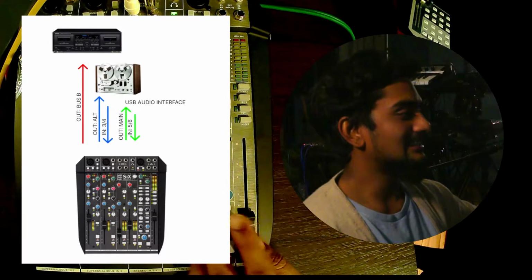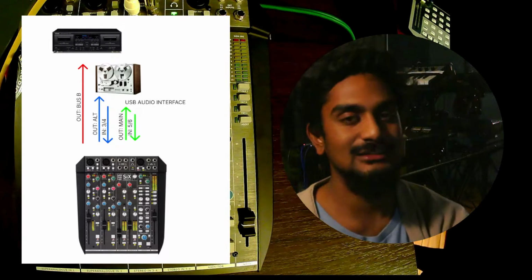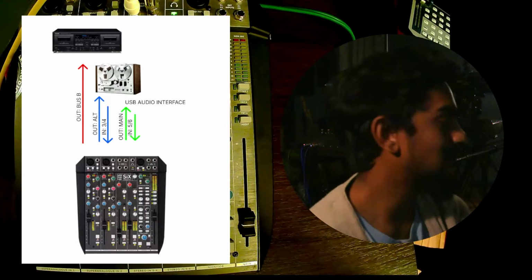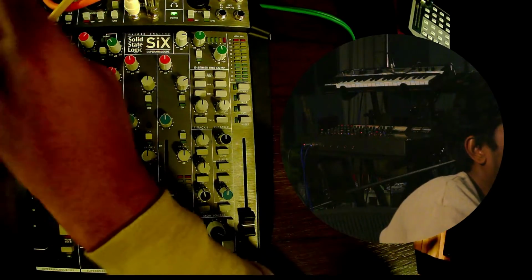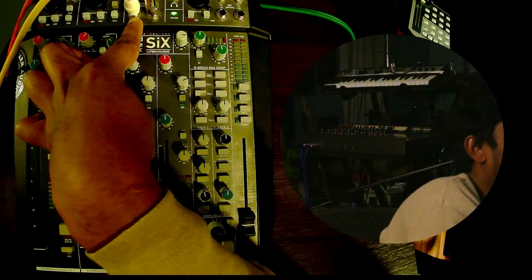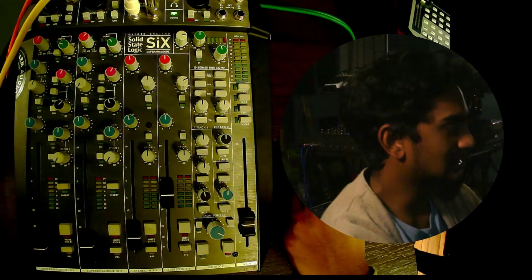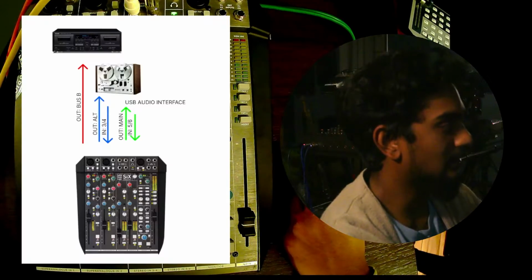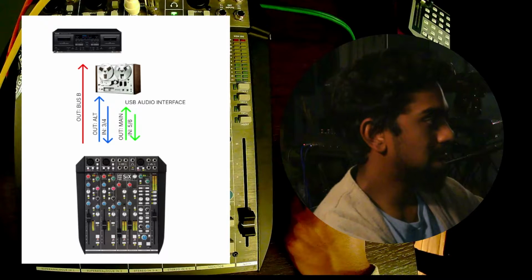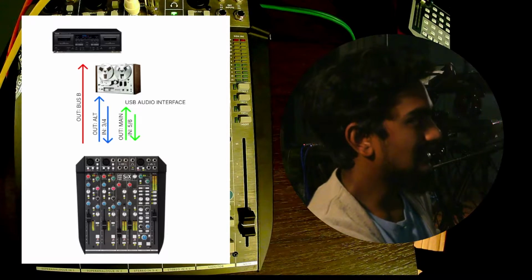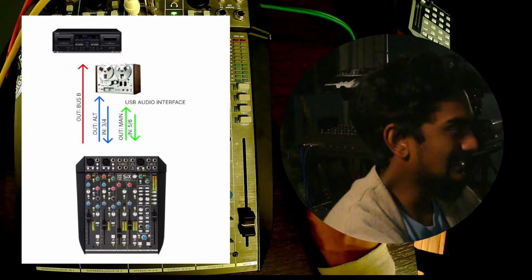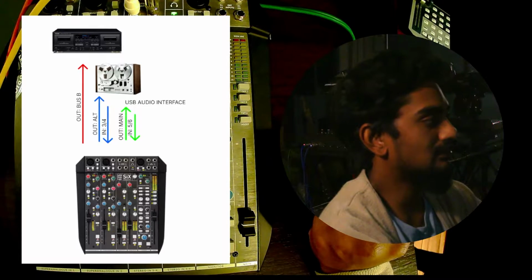The last thing is, the main of my SSL is going directly into my interface, and then coming back into my interface through 5-6 actually. I will show it to you right here. These two are coming from my interface, and these two are coming back in from my reel-to-reel. So that's allowing me to send music directly from my interface into my SSL SiX and then out to my reel-to-reel through the alt output.